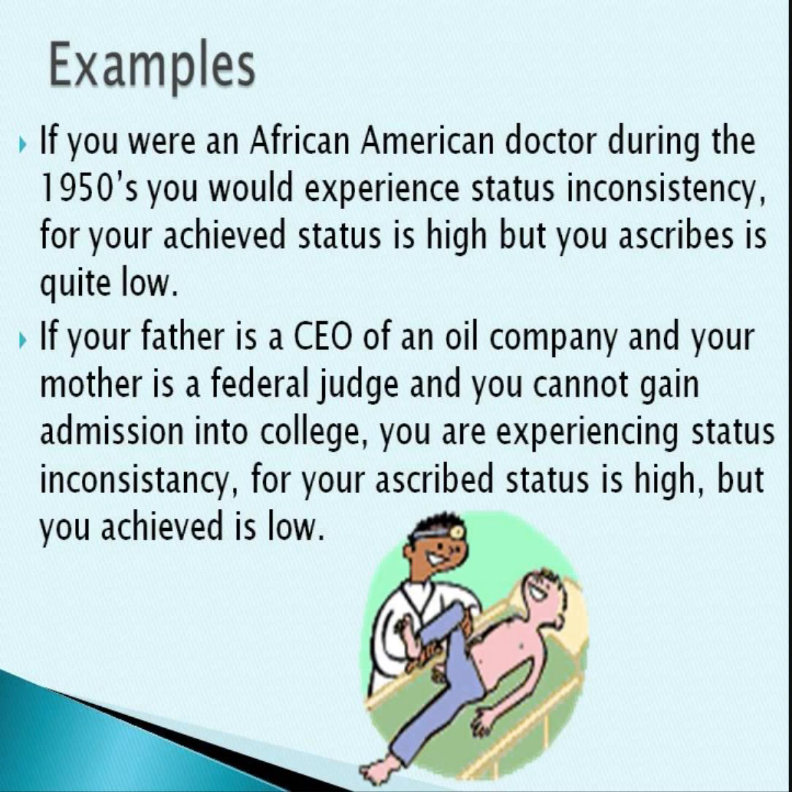Some examples of status inconsistency can be seen if you were an African American doctor during the 1950s. You would experience status inconsistency. For you, your achieved status is high, but your ascribed status is quite low. Another example is if your father is a CEO of some oil company and your mother is someone like a federal judge, and you yourself cannot even gain admission into college, you are experiencing status inconsistency. For you, your ascribed status is high, but your achieved status is low.